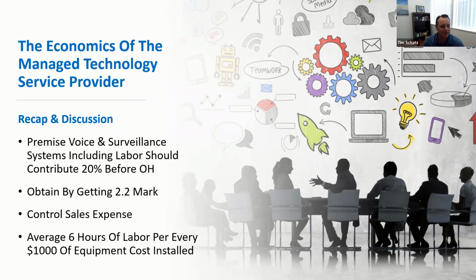The premise voice solution, the large surveillance or physical security system should contribute 20% before overhead. How do we get there? Well, we need to price it properly. We need to make sure we're controlling our sales expense. And we need to ensure that we've hit the metric of 6 hours per $1,000 of equipment. That is about how much time we should be spending on average to install this type of transaction.